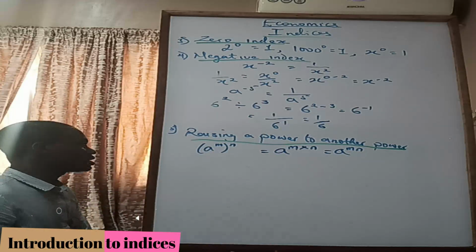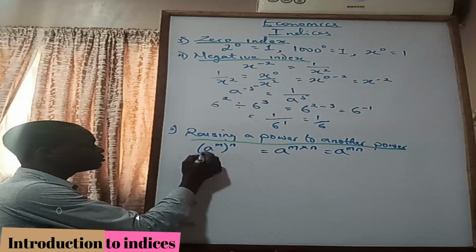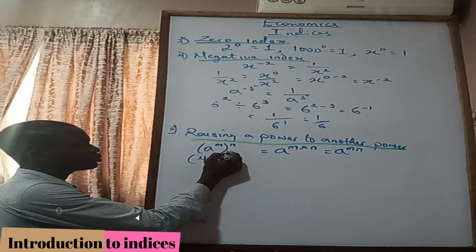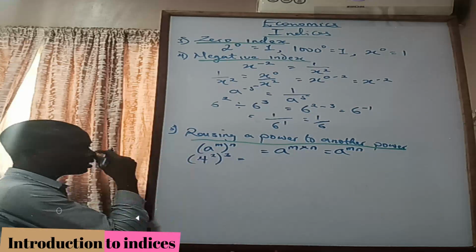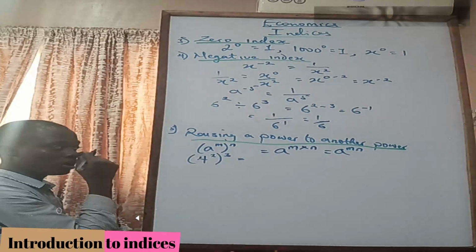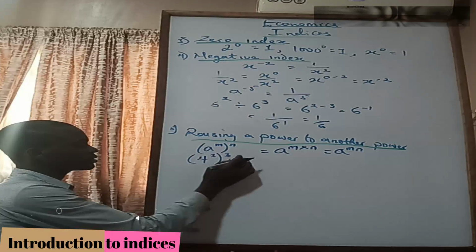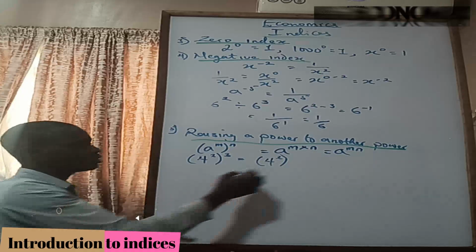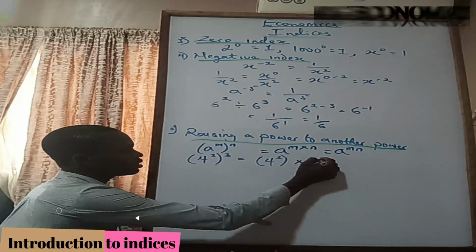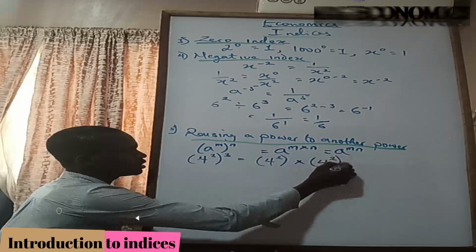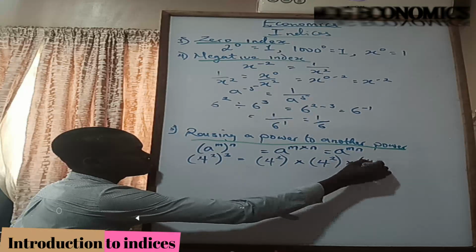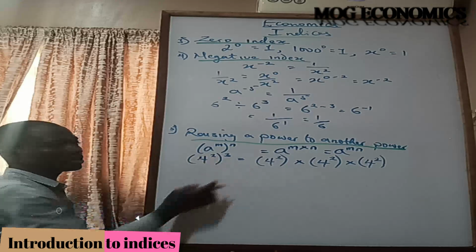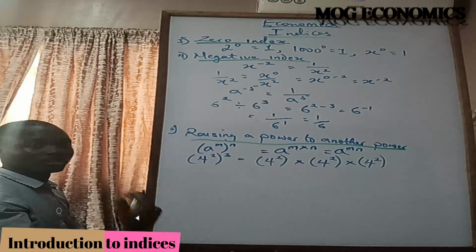So let's do an example. I have 4 raised to power 2, then all of this raised to power 3. I'm not going to do 4 raised to power 2 plus 3. No. What this is trying to tell us is that you have 4 raised to power 2 in 3 places. Something like 4 raised to power 2 multiplied by 4 raised to power 2, then multiplied by 4 raised to power 2. So I've proved it for you. You understand? So 4 raised to power 2, then raised to power 3, is 4 raised to power 2 in 3 different places.